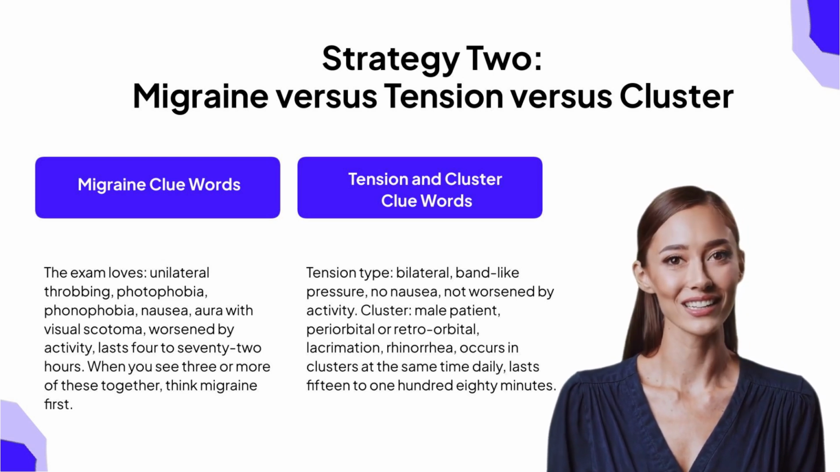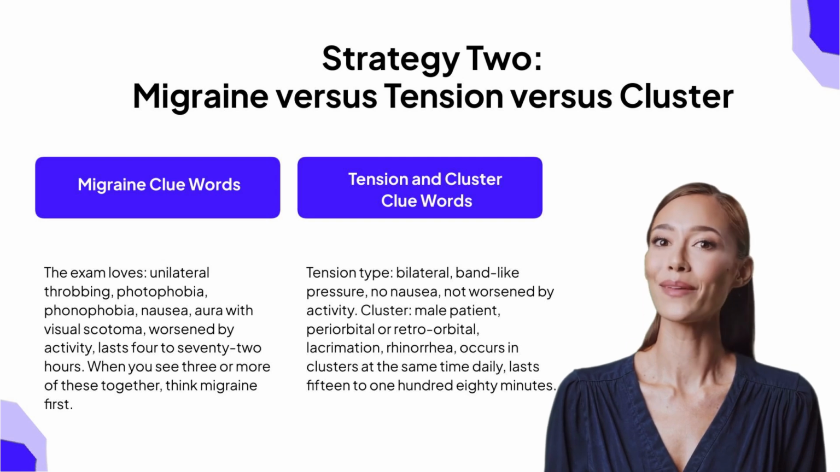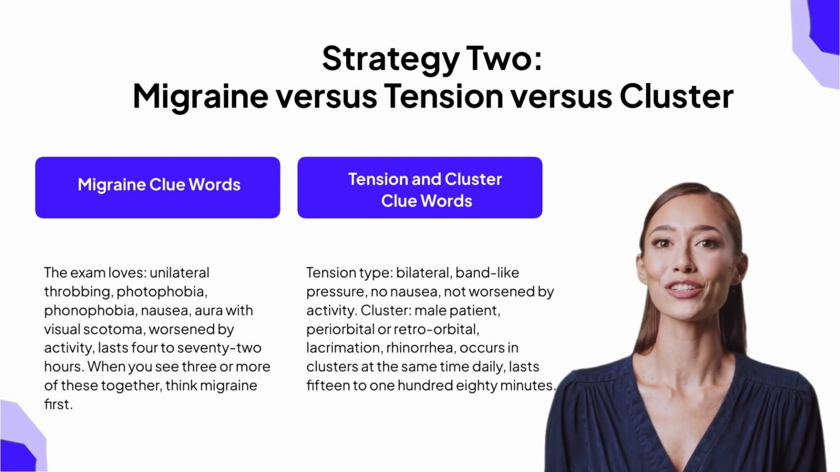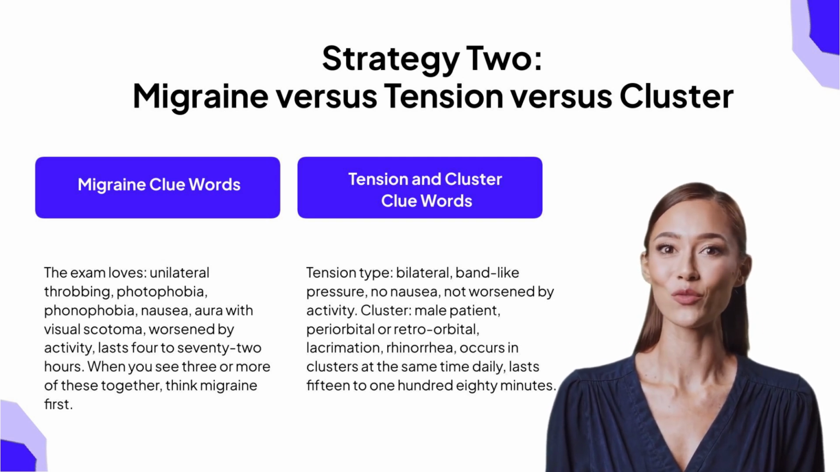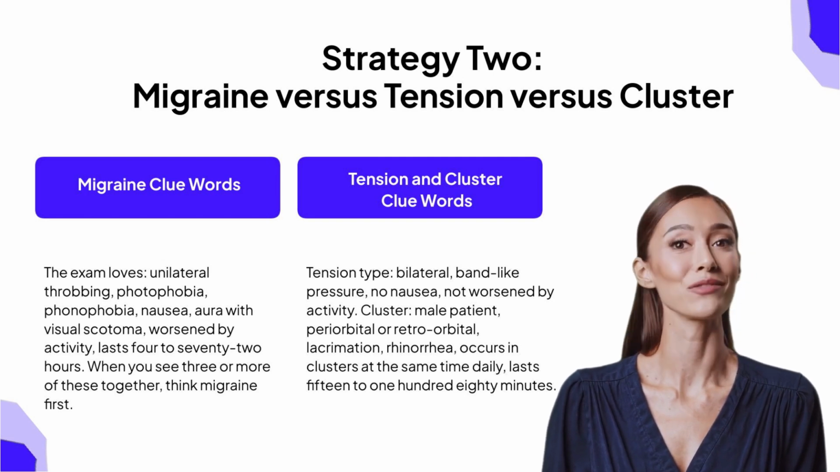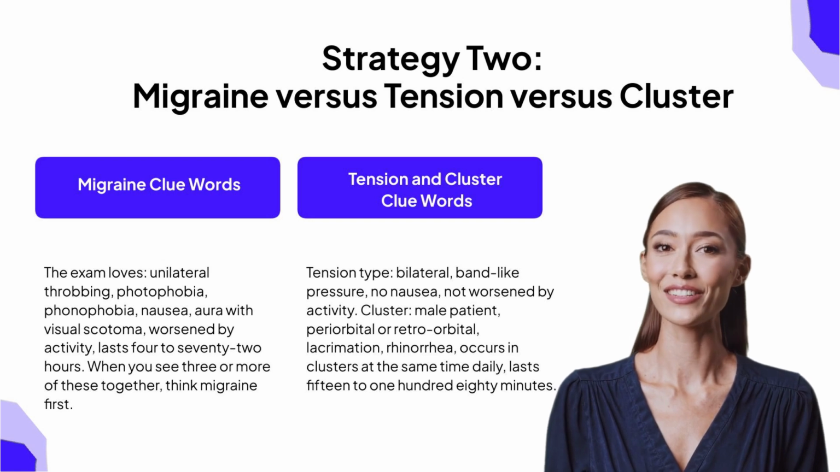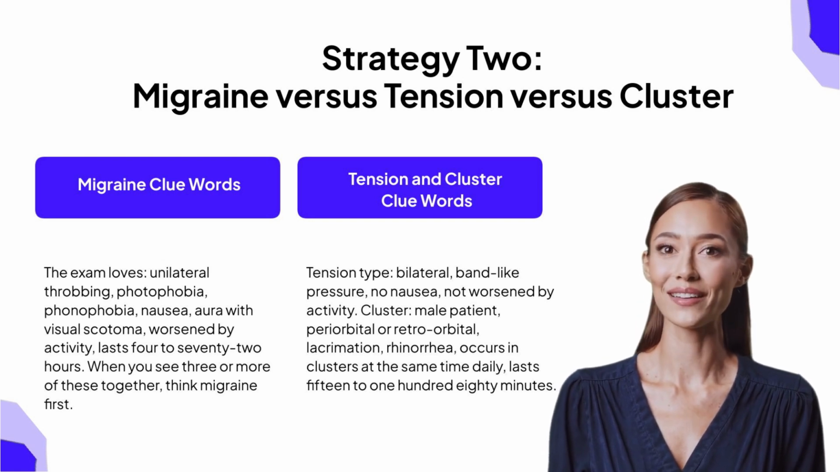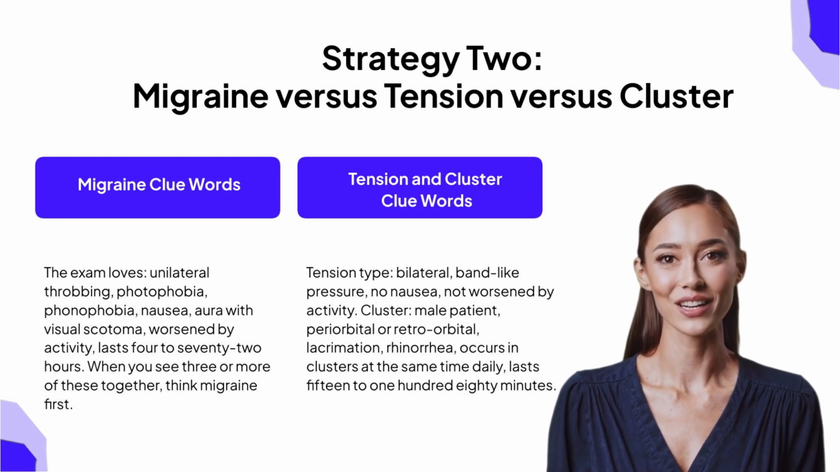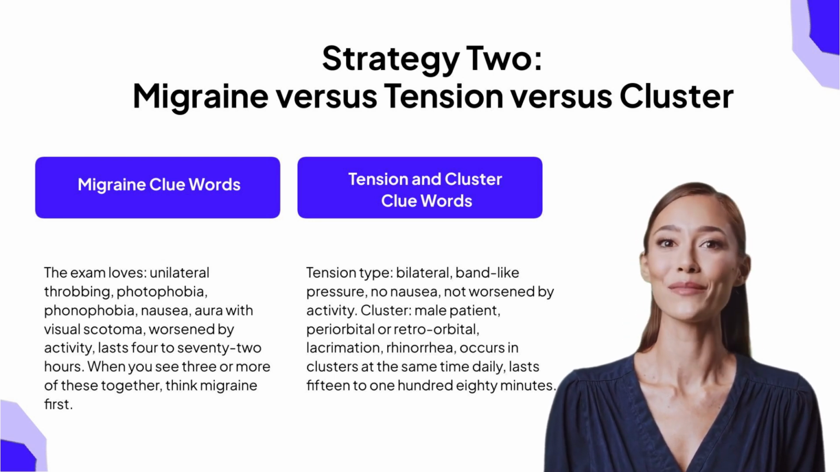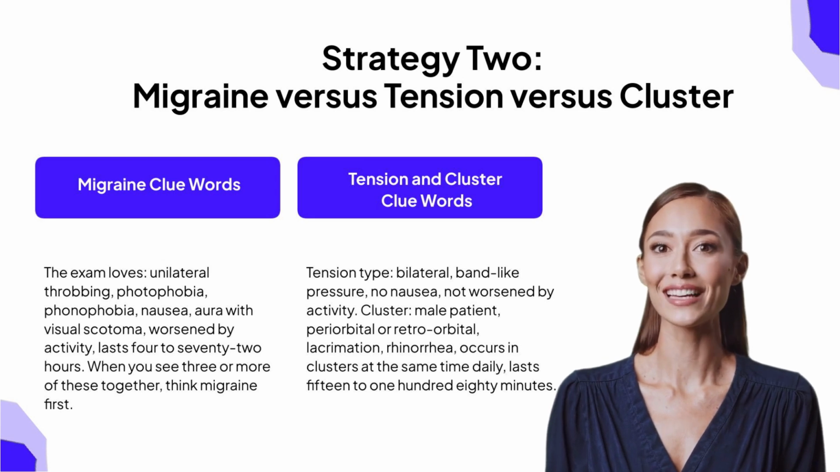For tension-type headache, the buzzwords are bilateral, band-like pressure, mild to moderate severity, no nausea, and not worsened by routine activity. For cluster headache, look for a male patient with severe periorbital pain, ipsilateral lacrimation, and rhinorrhea, agitation with pacing, and episodes occurring at the same time daily in clusters lasting weeks. Each episode lasts 15 to 180 minutes.